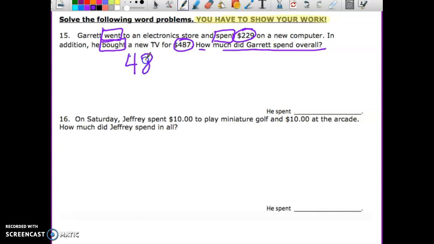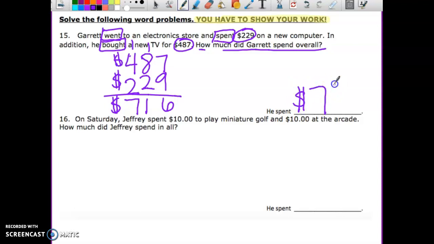But if we add $487 plus our $229, 7 plus 9 equals 16, 8 plus 1 plus 2 equals 11, and 1 plus 4 plus 2 equals 7. So we should have had an answer of $716. And again, they needed to have that dollar sign.